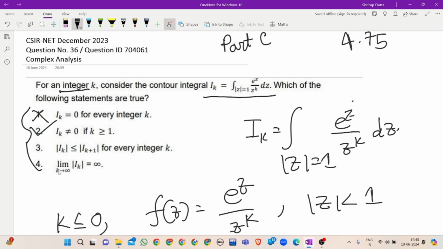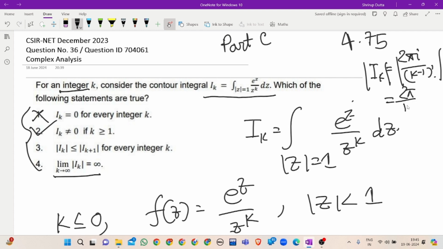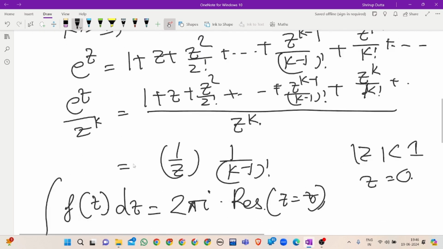And for option 4, it is easy to verify, since I_k is given by 2 pi i by k minus 1 factorial, and if we take the modulus of I_k, we have 2 pi by k minus 1 factorial, which tends to 0 as k tends to infinity. Option 4 says that as k tends to infinity, the modulus of I_k is infinity, which is false. We just need to verify option 3: modulus of I_k is less than or equal to modulus of I_(k+1) for every integer k, whether it is true or false.